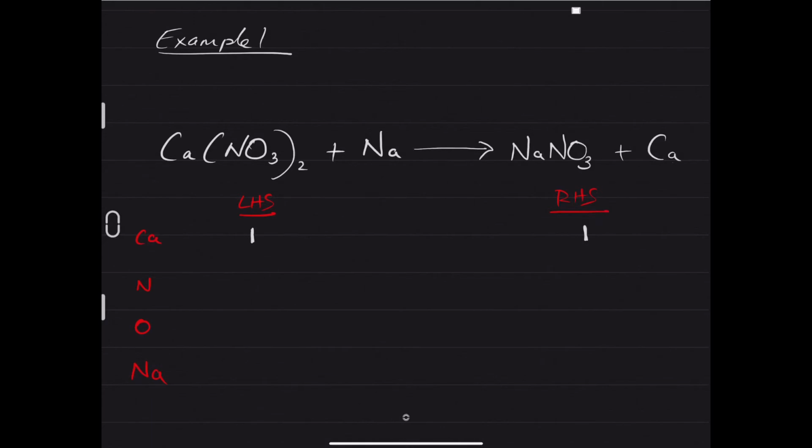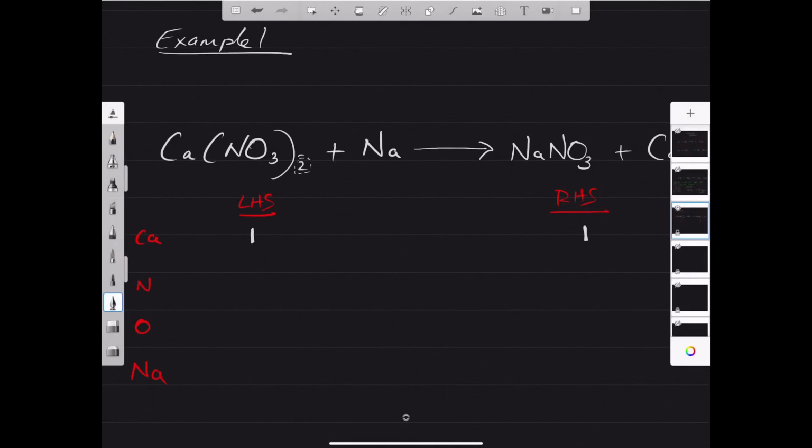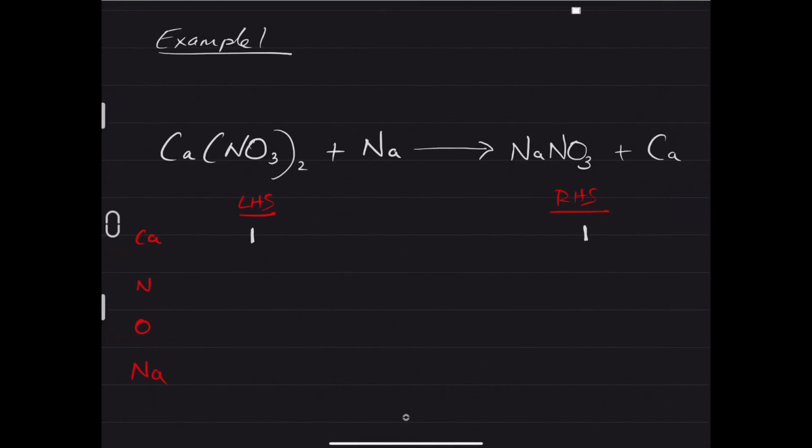So what is outside? We have this 2 here, and nitrogen is contained within the brackets. So everything inside the brackets, that's including nitrogen, and if we're just focusing on nitrogen, we need to be aware that we have 2 nitrogens. So we have 2 nitrogens on the left-hand side. Now let's move to the right-hand side. How many nitrogens do we have? We have 1.